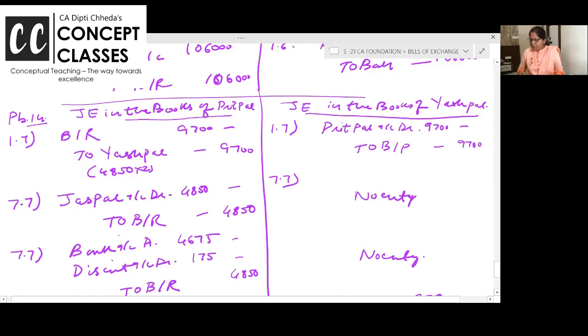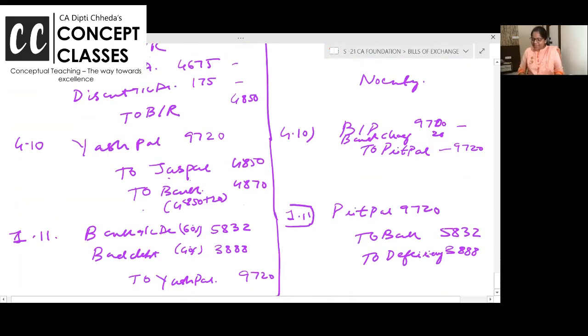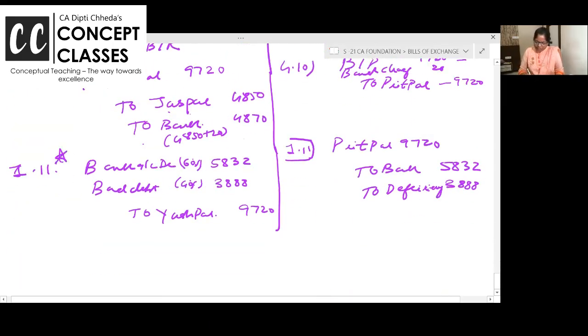All about 14th problem. क्या नया सीखा आपने? स्टार मार्क करो, 5 स्टार खिलाओ, किटकैट खिलाओ. Bank account debit bad debt to Yashpal and Pritpal to bank to deficiency. If you don't pay me, for me it's bad debt, for you it's deficiency, rest all is same.